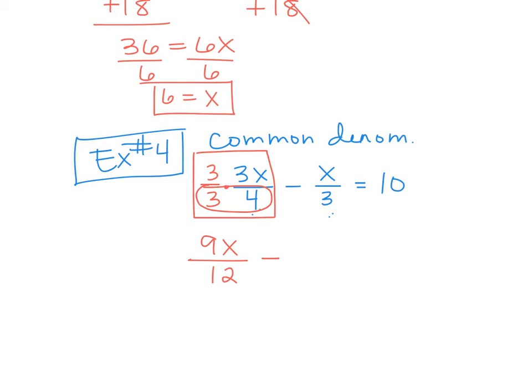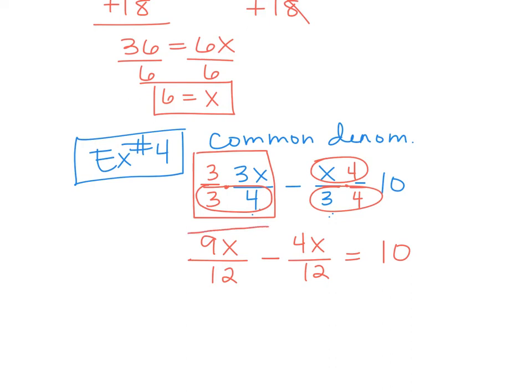Now we move to this other one. What do I need to multiply x over 3 by so that it's something over 12? Not 3 over 3, because that's going to get me 9. 4 over 4, right? We want to multiply by 1 so it doesn't change values. So we multiply by 4 over 4. Okay? So 4 times x is 4x. 3 times 4 is 12. And then that equals 10. Okay? Now we can solve it because we have a common denominator.